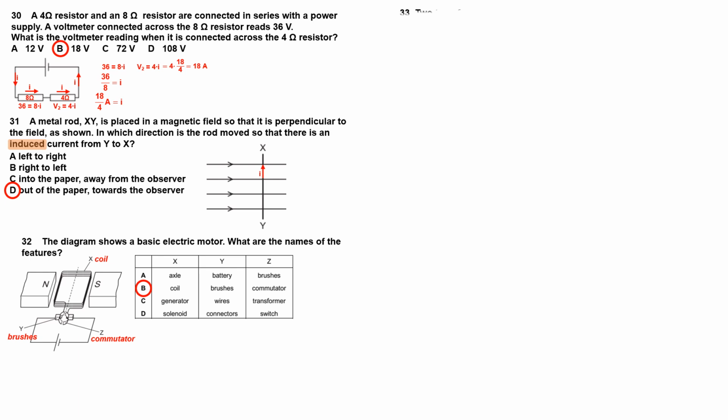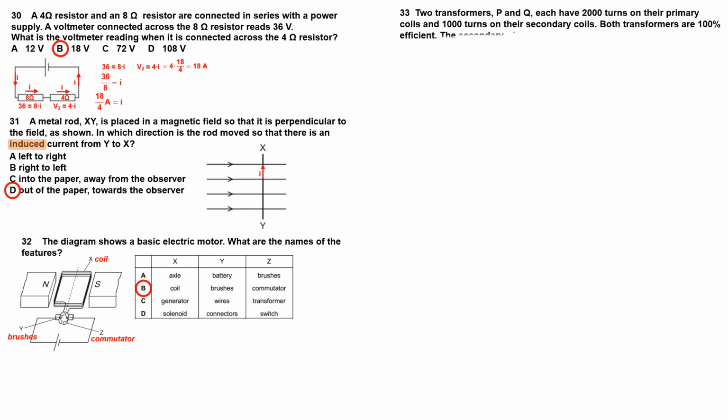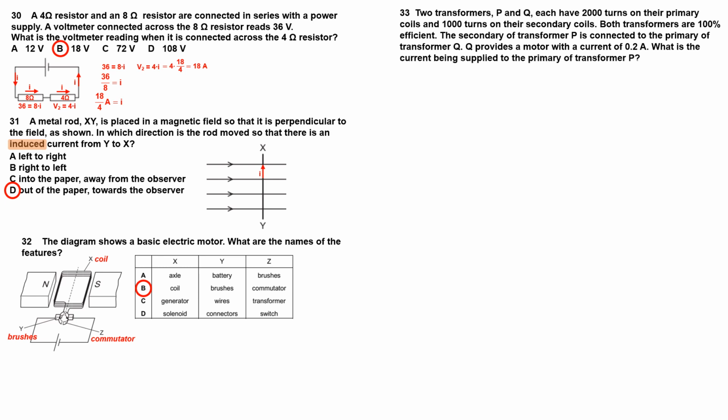Question 33. Two transformers, P and Q, each have 2000 turns on their primary coils and 1000 turns on their secondary coils. Both transformers are 100% efficient. The secondary of transformer P is connected to the primary of transformer Q. Q provides a motor with a current of 0.2 amp. What is the current being supplied to the primary of transformer P?